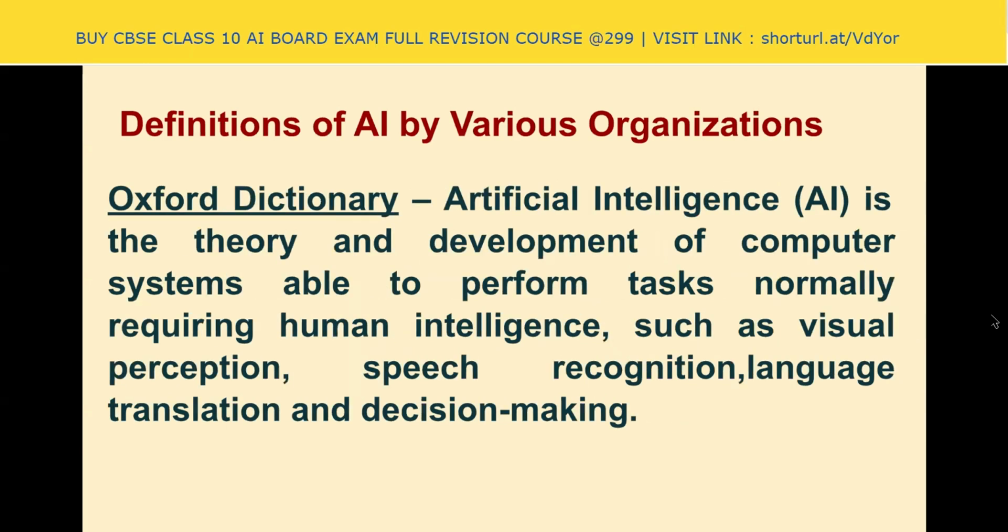The very first definition is given by the Oxford Dictionary, which says that AI is a theory and development of computer systems able to perform tasks normally requiring human intelligence, such as visual perception, speech recognition, language translation, and decision making. So basically, they are saying that the things which human beings can do, like we have vision, we can speak, and we can understand, and the most important is decision making.